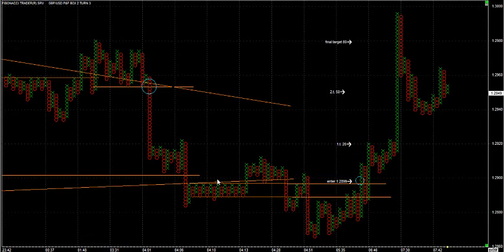The entry is, of course, as it takes out the resistance, and I see that change. 1.2899 was my entry. The first target is 20.